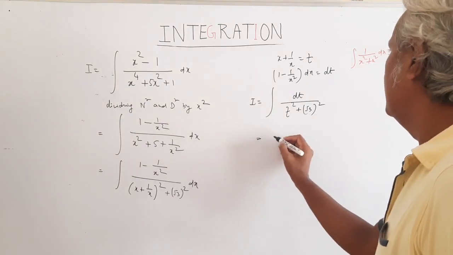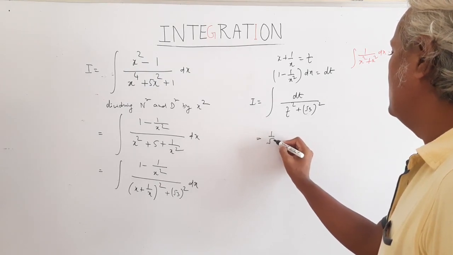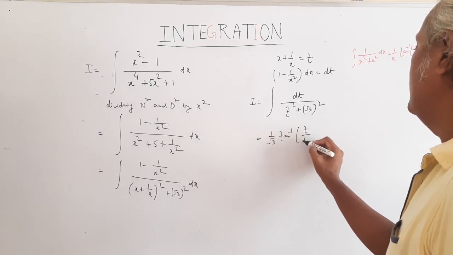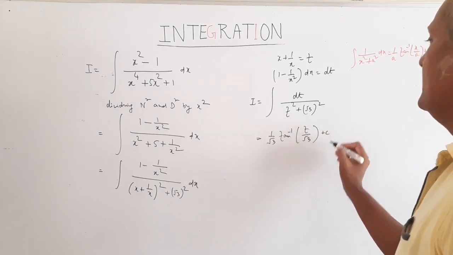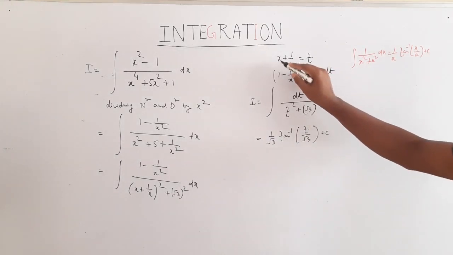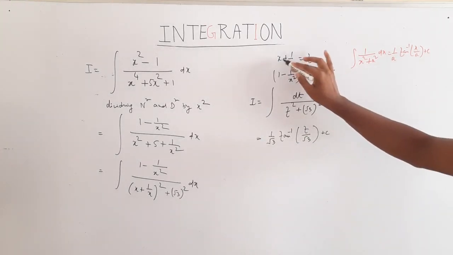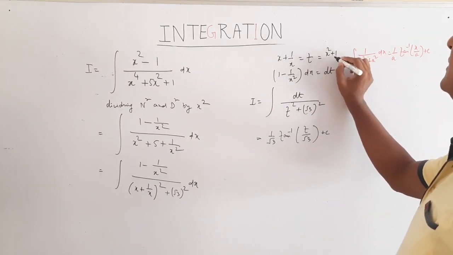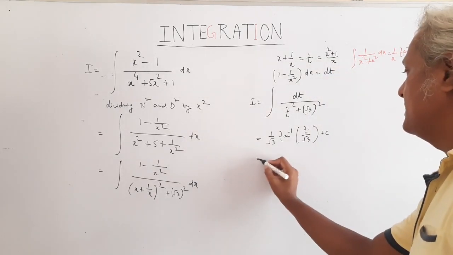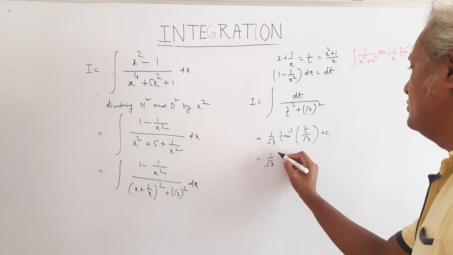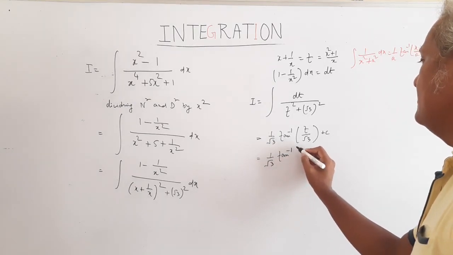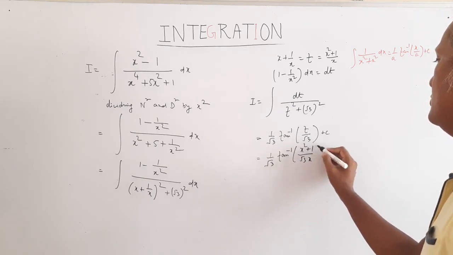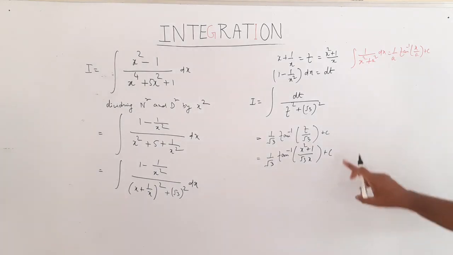Same way this expression will give me the value of the integration. I'll get 1 over root 3 tan inverse t over root 3 plus c. Now I have to write the value of t, which is x plus 1 by x, or you can write it as x square plus 1 over x. So this becomes 1 over root 3 tan inverse (x square plus 1) over root 3x plus c. So this is the answer.